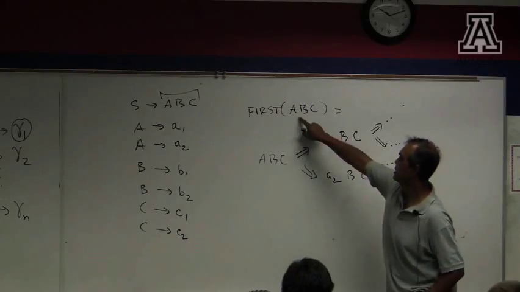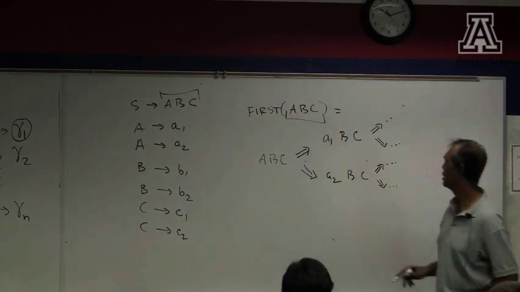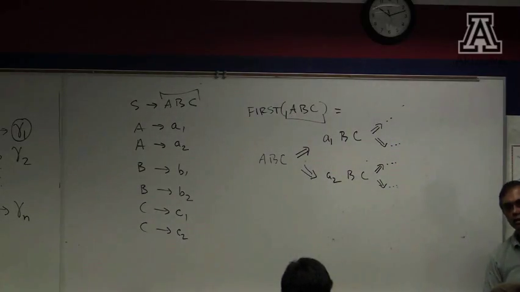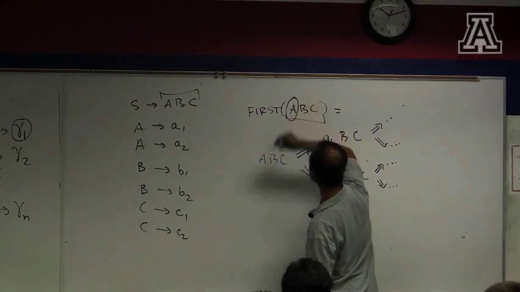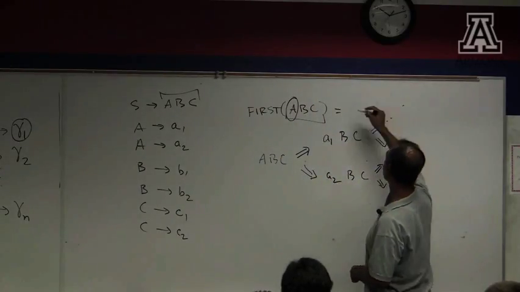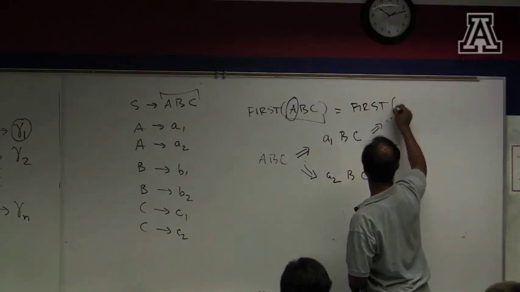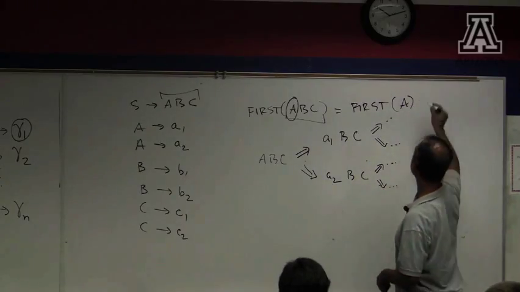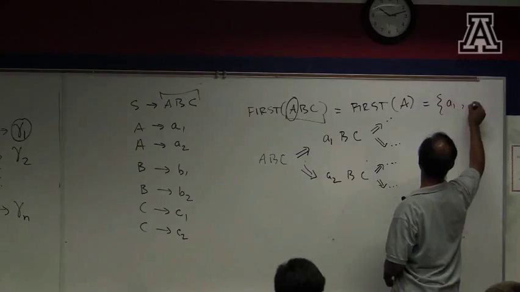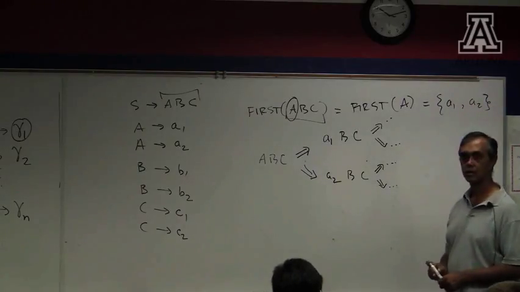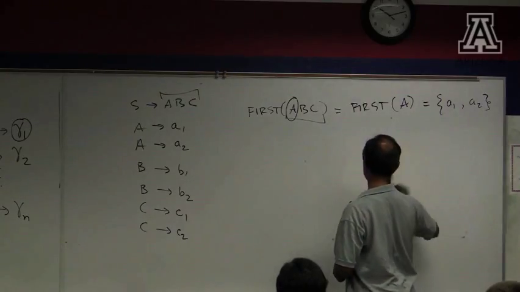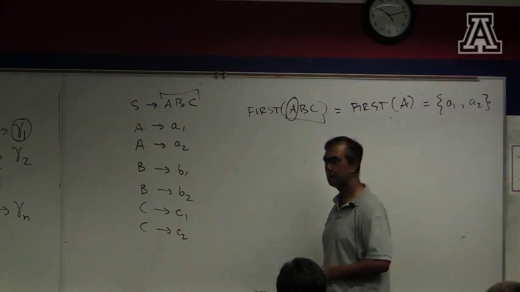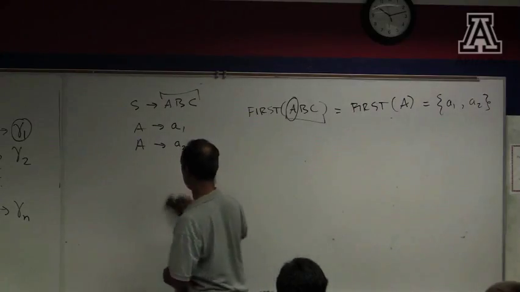What is the first of this sequence? It's A1 and A2, right? So in this case, it is the first of this guy. So that's equal to first of A, which is A1, A2. Right? Okay. Good. Make it a little bit more complex. Whoops, I didn't mean to erase everything.